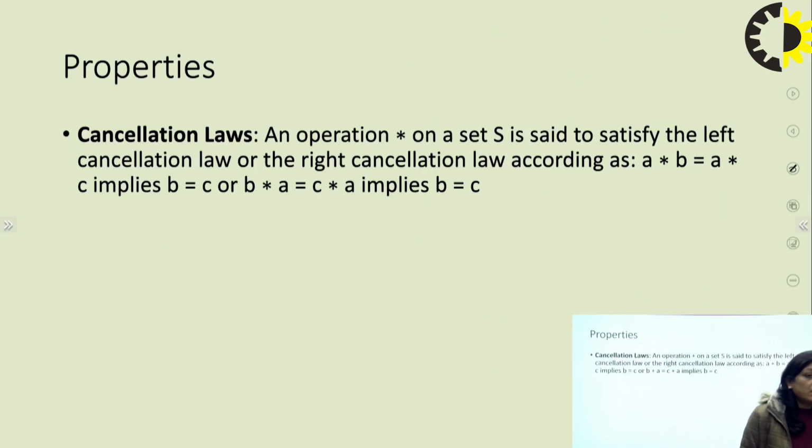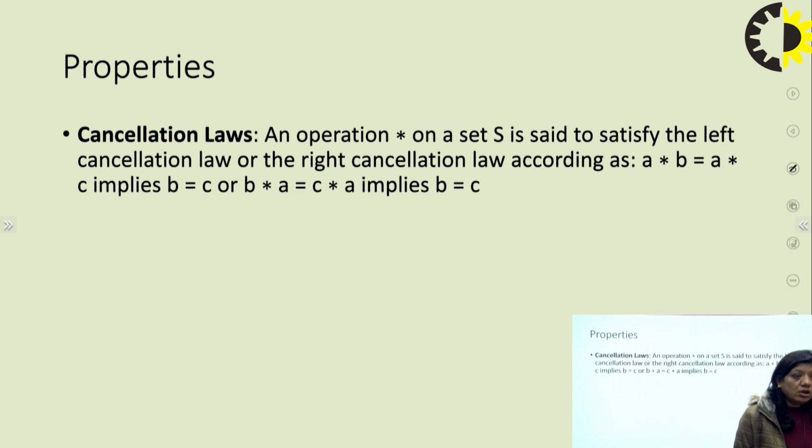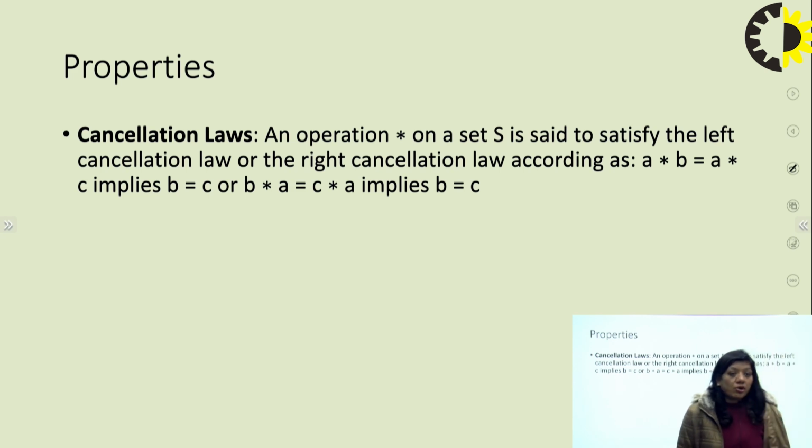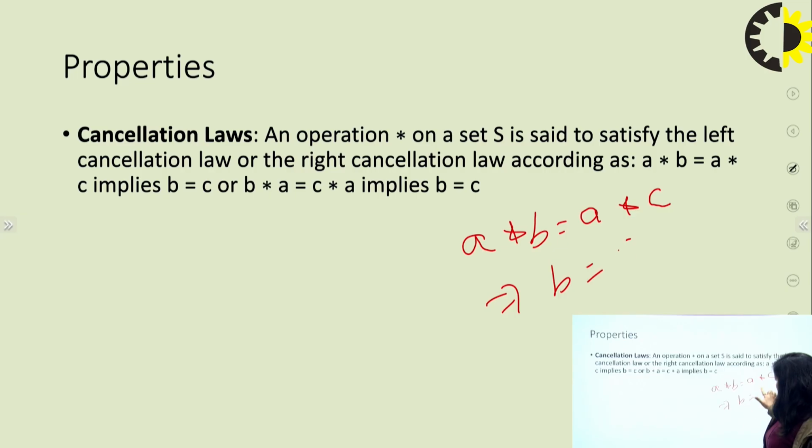Now the next one is the cancellation law. An operation of multiplication on a set S is said to satisfy the left cancellation law or the right cancellation law according to the property: A cross B is equal to A cross C implies that B is equal to C.